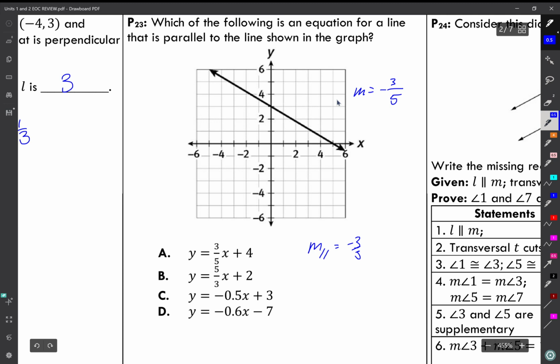Notice none of mine are like that. I have some decimals. So let's put it in our calculator and see what negative 3 over 5 is as a decimal. So negative 3 divided by 5. I get that that's equal to negative 0.6. So my answer for this problem is D. Because I'm just looking for a line that is parallel, not necessarily this line, all I needed to find was the one with the slope of negative 0.6.